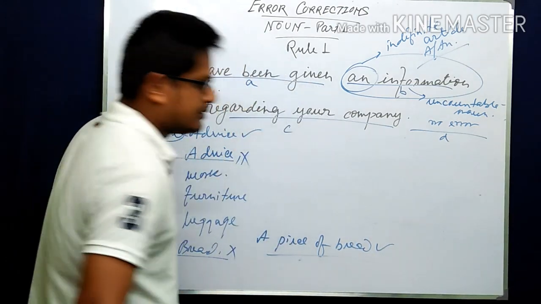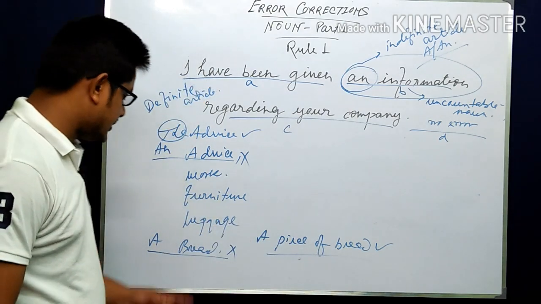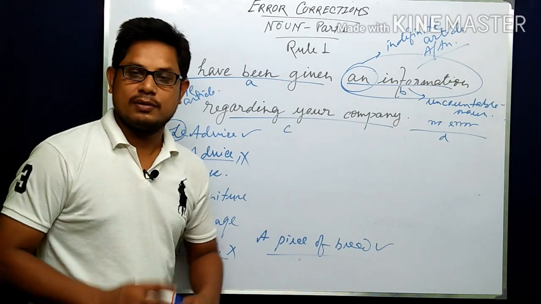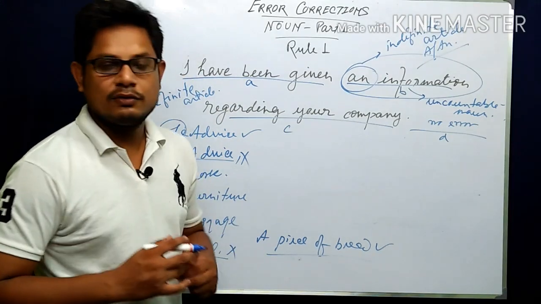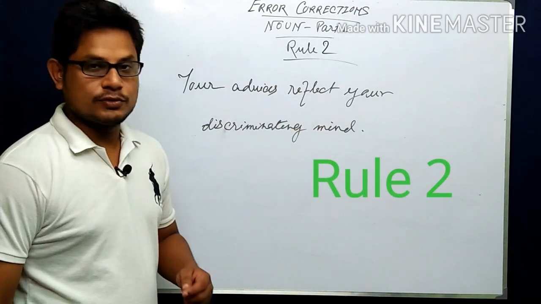Right. Clear? You can write a piece of bread, but you cannot write a bread. Clear? So that's all about rule number 1. So let's go for rule number 2. Okay, so now rule number 2.